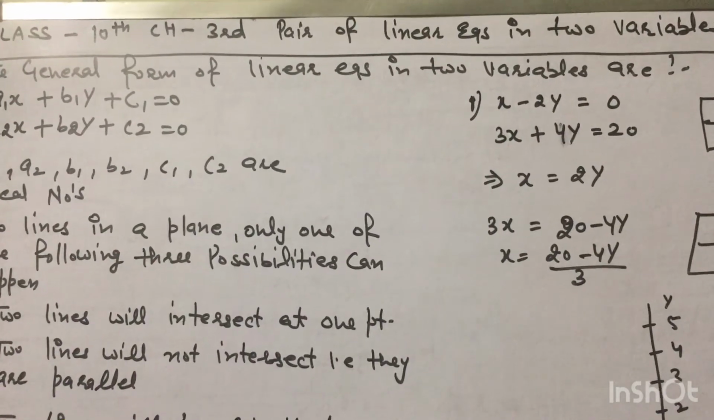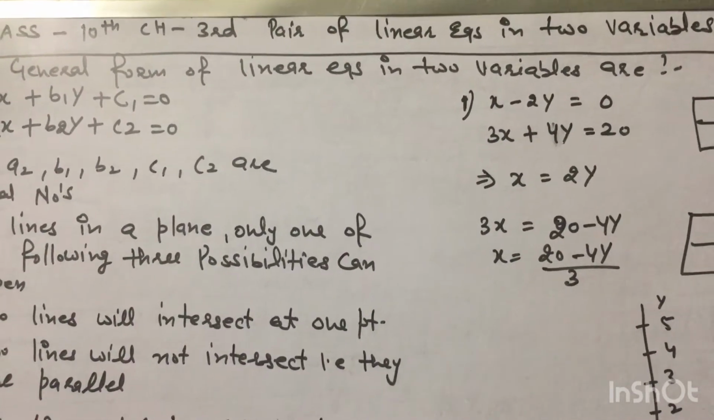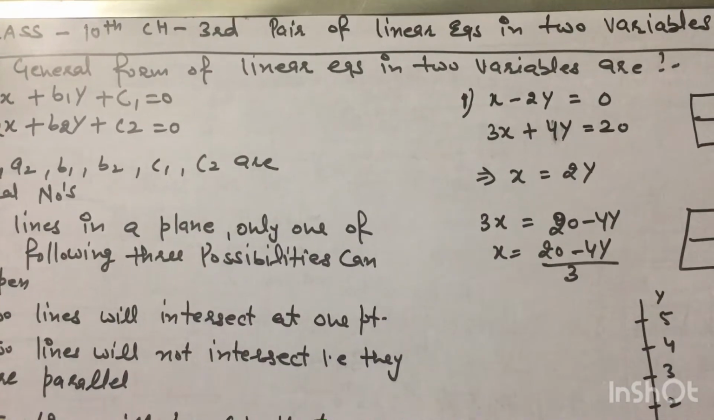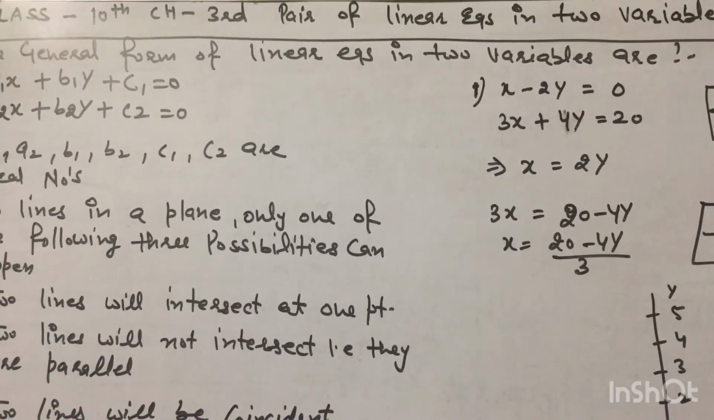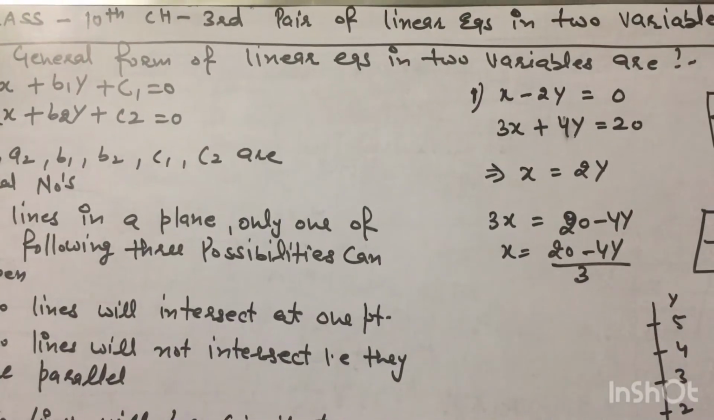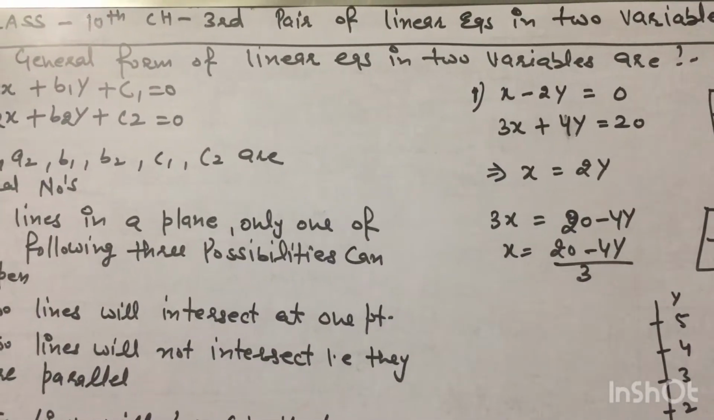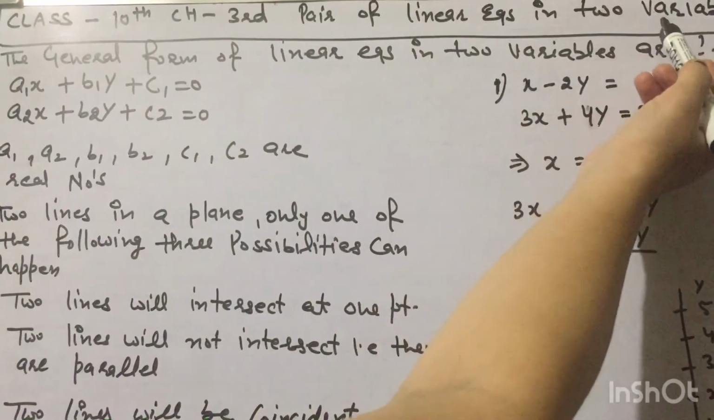Today we are going to start chapter 3, pair of linear equations in two variables. Linear equations we have already studied in class 9th. A linear equation is an equation in which the highest degree is 1. This is a linear equation in two variables.